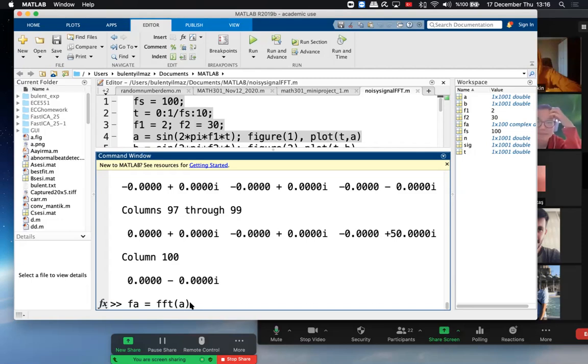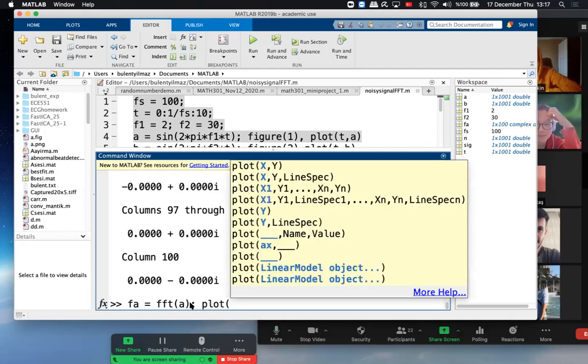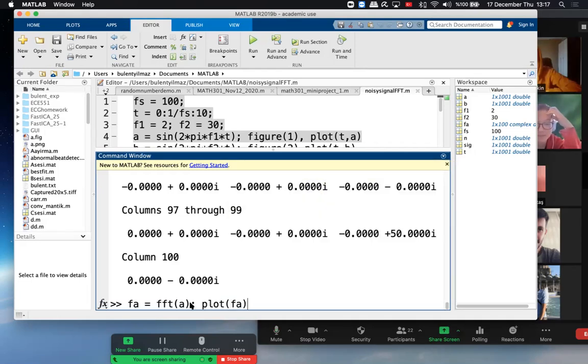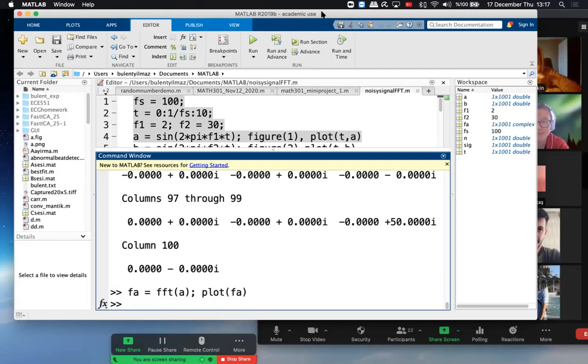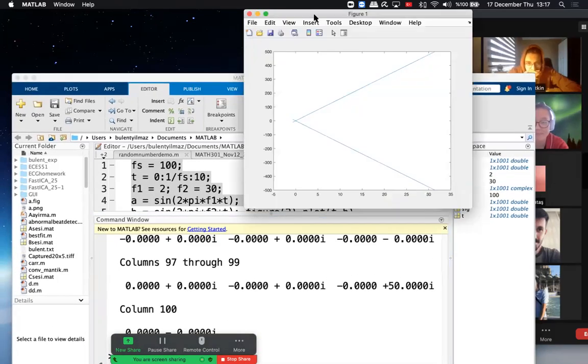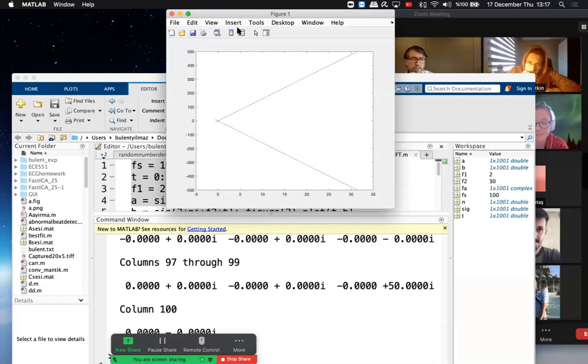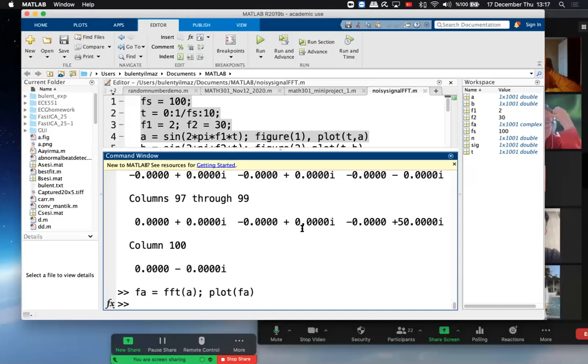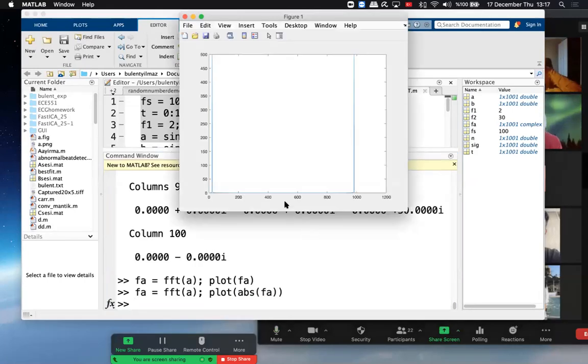Okay. For example, if I do it like that, if I plot the FA, what kind of a thing will I get? Such an interesting plot, which doesn't mean anything. Okay, so that's why, because it's a complex number, I should do this absolute value of A, and I will have such a graph.